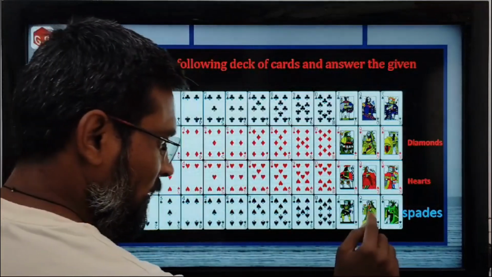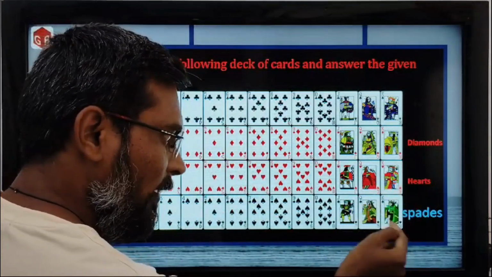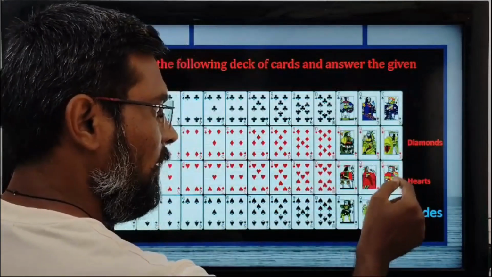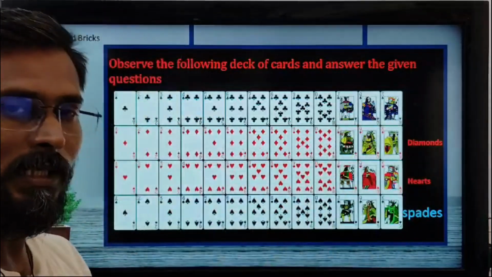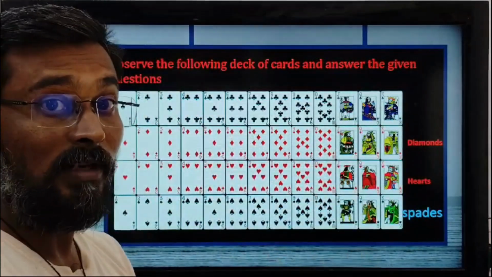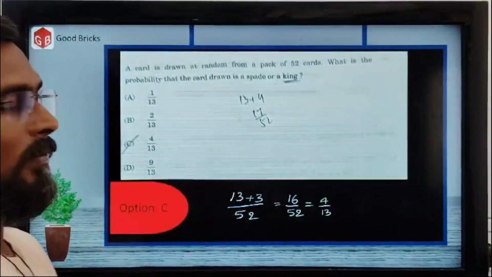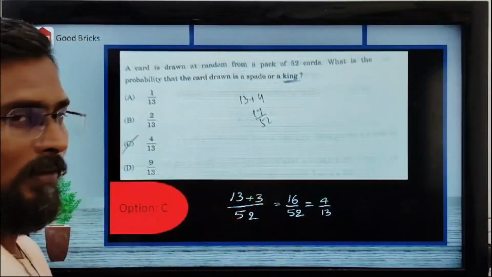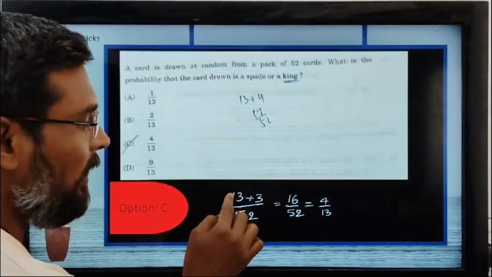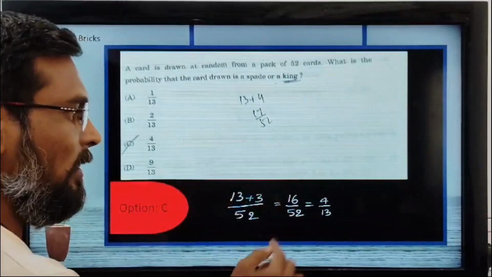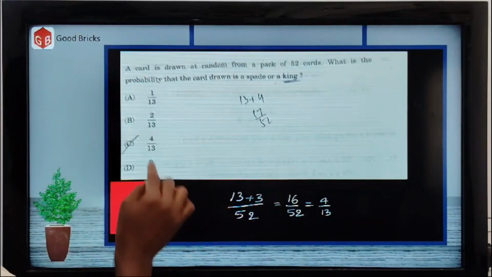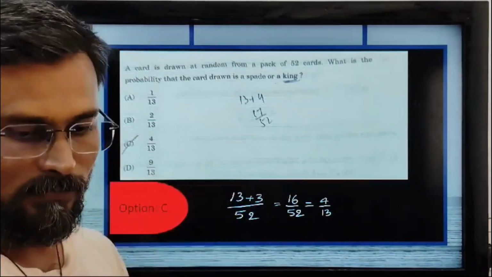So 13 spades are there. Kings, here already we have counted one king, so remaining kings we need to take: 13 plus 14, 15, 16. So 16 favorable outcomes are there. To calculate the answer for this question, we need to take favorable outcomes by total number of outcomes. So favorable outcomes are 16. So 16 by 52 will give you 4 by 13. That is why we have to select option C for this question.